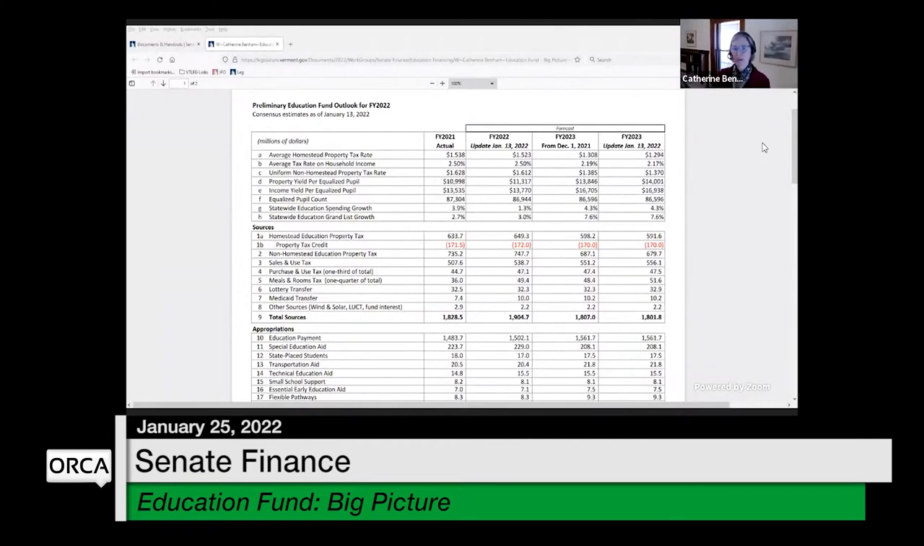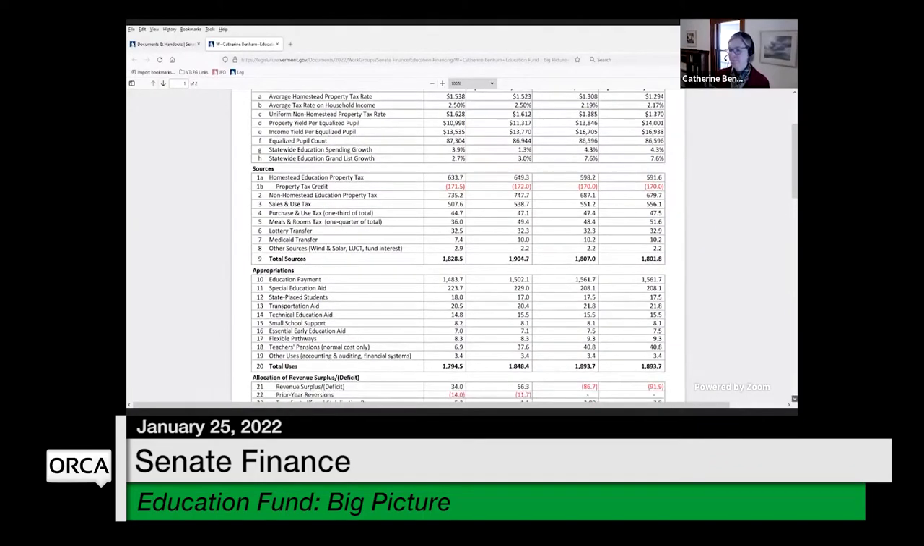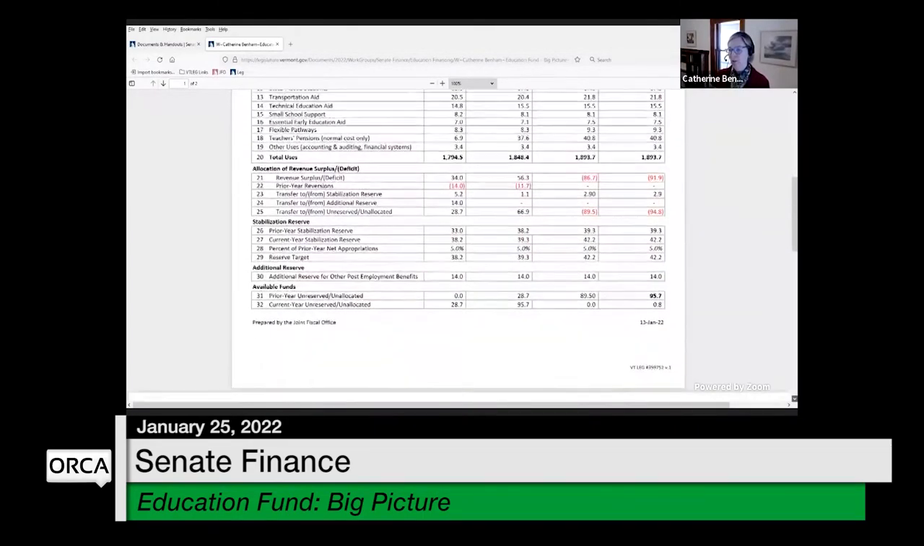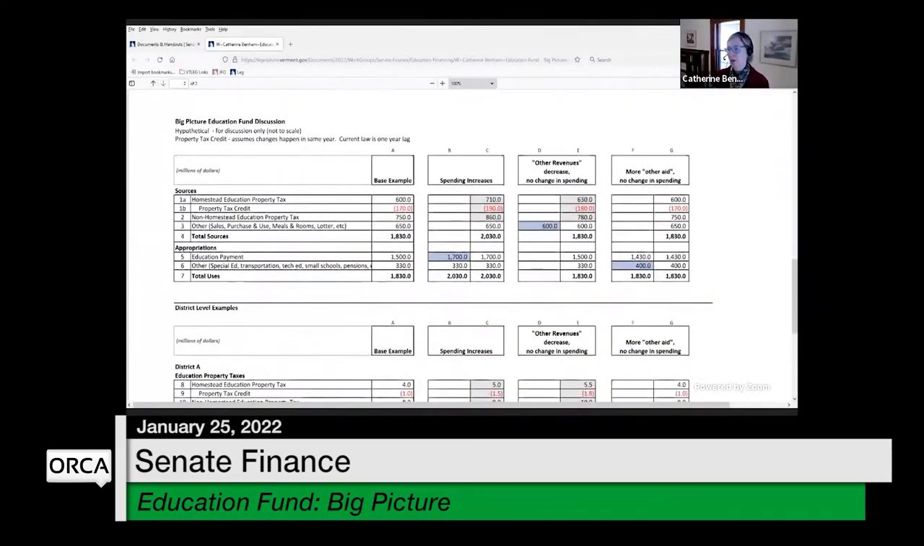Okay. I'm not going to spend a lot of time on this page, but I think you all know this page is the education fund, where you have all the sources right here and the appropriations down here and the balance of how it allocates the revenue and the surplus. What I wanted to do was take you back to a very big picture of the education fund. I have condensed the various lines of the education fund into just a few. And again, this is hypothetical. It's sort of close to recent years, but this is not tied to a specific year.